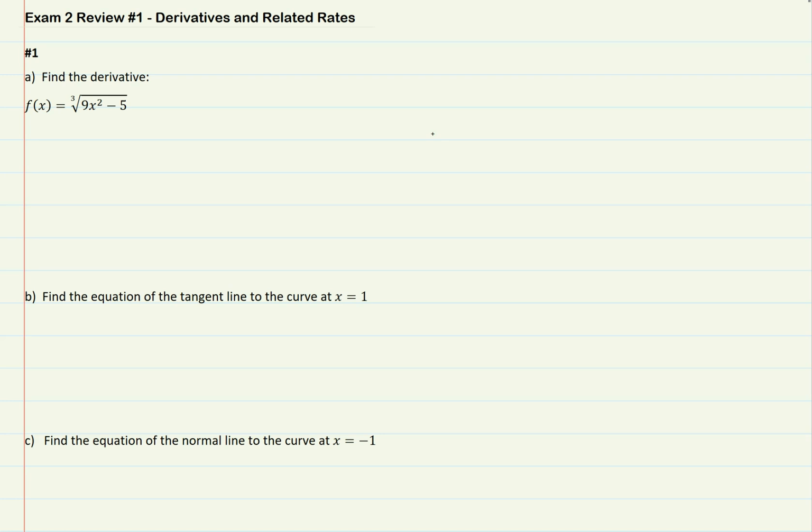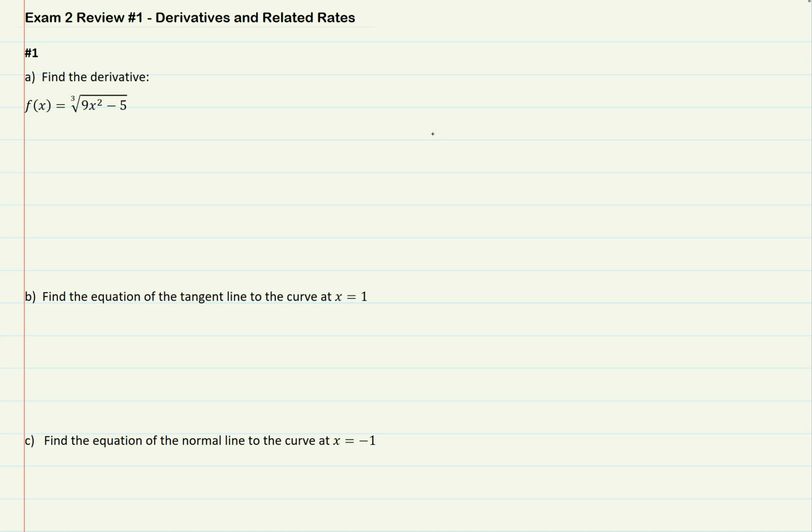This is exam 2 review. Problem 1 has to do with derivatives and related rates in this test. Problem 1 is asking us to first find a derivative, and then in part B, use that derivative to find the slope of the tangent line so that you can figure out the equation of the tangent line. And then part C is asking for the equation of the normal line. Okay, so those are the questions that we need to address.